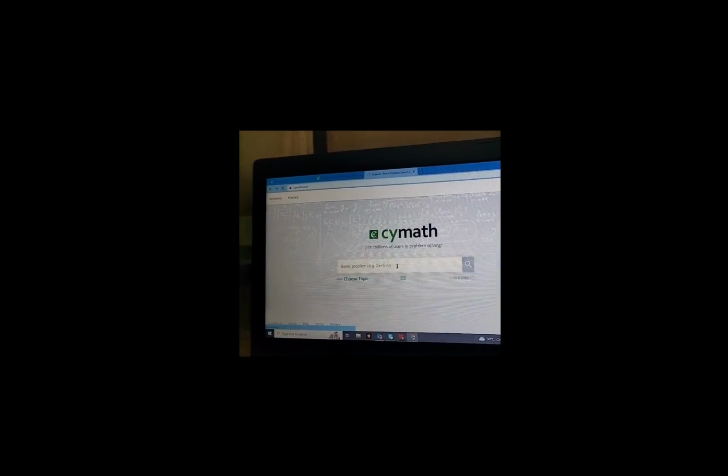First, let's search Cymath in the webpage, and it will come up like this. You can choose a topic. Differentiates. First, let us solve derivatives. X to the fourth tangent of x.